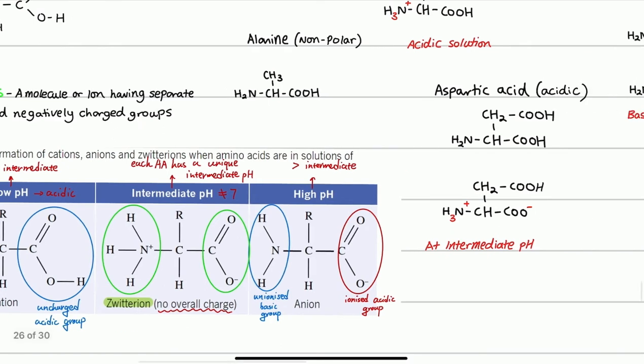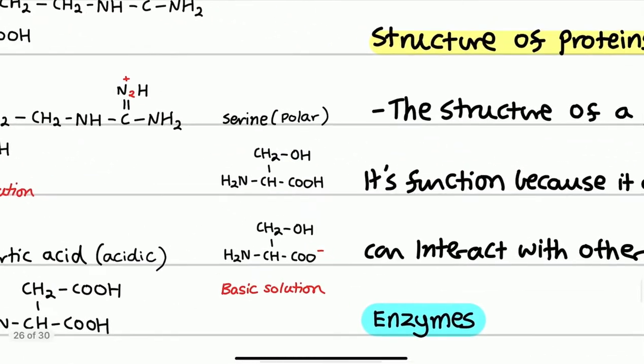Okay, now here we have serine, which is classified as a polar amino acid, as you can see from its hydroxyl group here on its side chain. And in a basic solution, the structure of serine is going to look something like this. And remember, basic solutions have a high abundance of hydroxide ions, which can accept a proton donated from its carboxyl group right here.